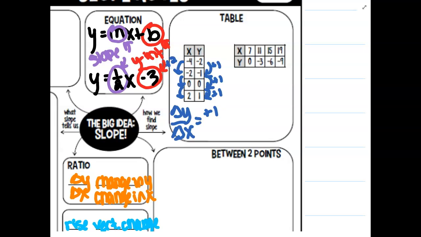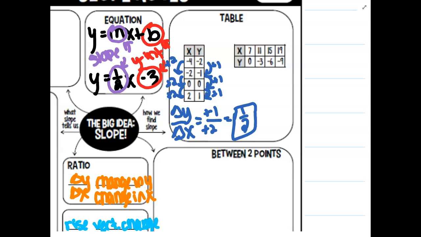+2. Excellent. So, the change in x is +2. So, your slope, +1 over +2, your slope is just 1/2. So, here's the thing. Since your slope is positive, it's a positive 1/2, this line would slope up.